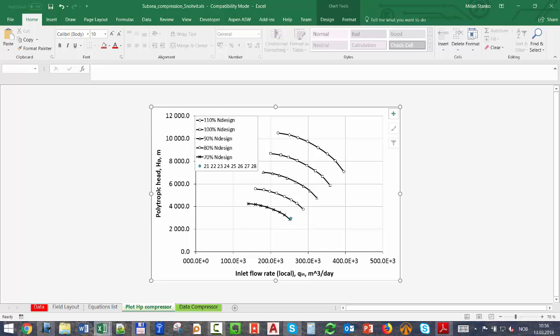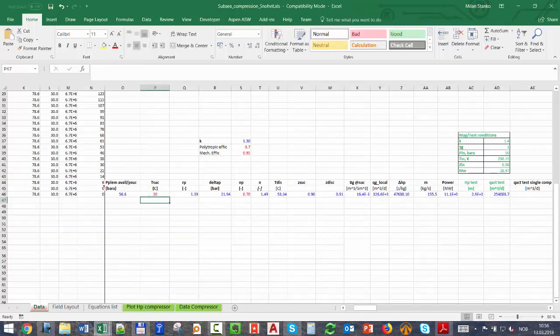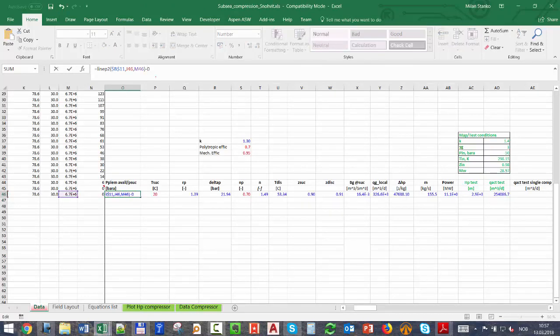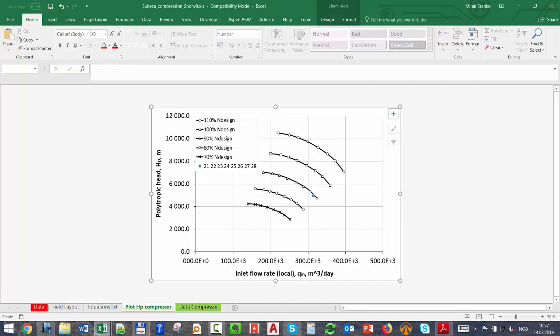If I want, how can I make it a bit better inside the map? How can I put it a bit better inside the map? Maybe changing a bit the pressure ratio. Okay, so here I can put again maybe 30. And now it's a bit better. Success. Okay, managed to put the point inside the map. Yes, any question?